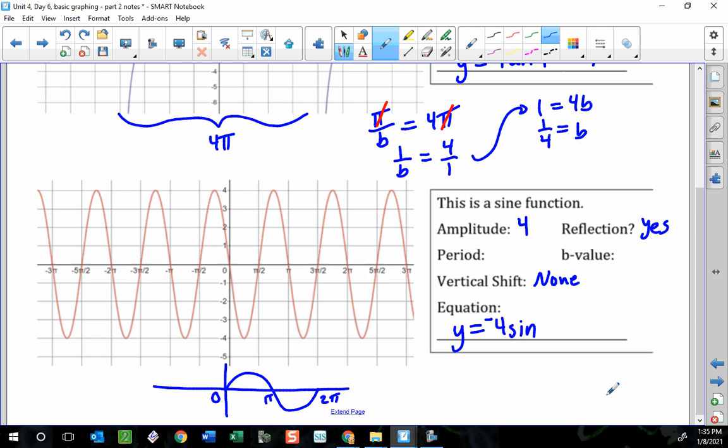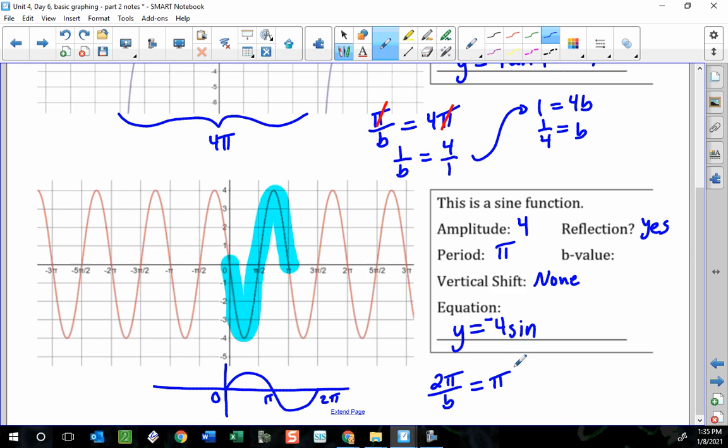Okay, all right, so let's figure out that period stuff. The period is the amount of time it takes to complete one cycle. If I look at this, go from here, back up, and down again, there's one cycle. So I completed one cycle in the distance of pi. So the period is pi. I have to find a b value that creates that period. The normal period is 2 pi. So I'm going to take 2 pi divided by b equals pi.